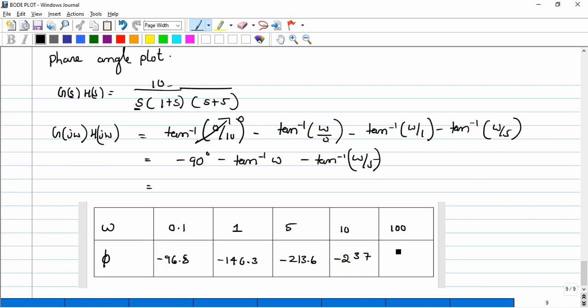237, and finally if you substitute 100, minus 266.56. So let me substitute the last value as infinity. I will get it as the maximum, the last value infinity. If I substitute 90, that will be minus 270. So our angle will not move beyond minus 270, because by substituting omega as the final value infinity, I obtained the angle as minus 270.